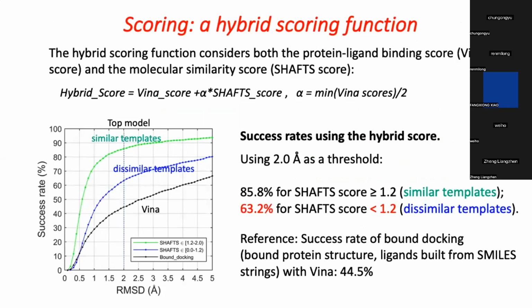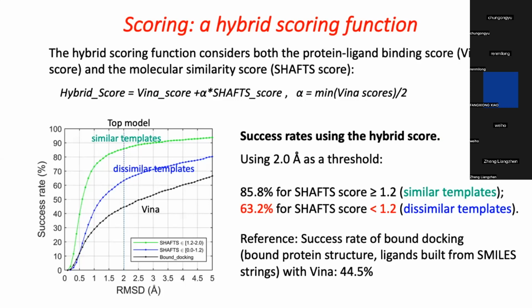And so here's the hybrid scoring function we use. It's composed of 2 components. One is the docking score. In this case, we use AutoDock Vina, so it's the Vina score. And the other part is the Shape score that characterizes the 3D similarity. And we introduce this coefficient to make the 2 scores comparable.